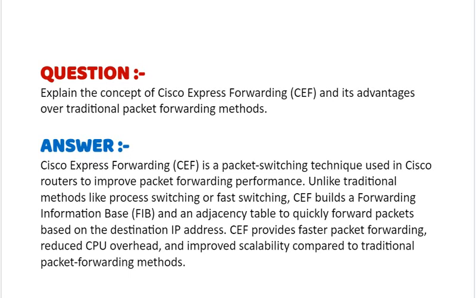forwarding performance. Unlike traditional methods like process switching or fast switching, CEF builds a forwarding information base (FIB) and an adjacency table to quickly forward packets based on the destination IP address. CEF provides faster packet forwarding, reduced CPU overhead, and improved scalability compared to traditional packet forwarding methods.